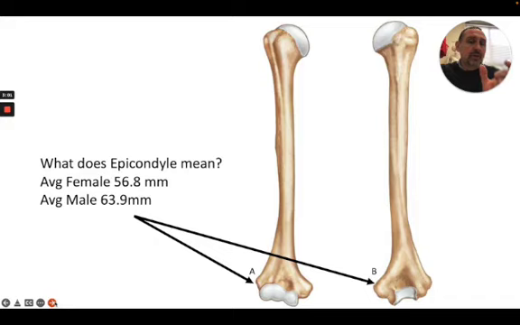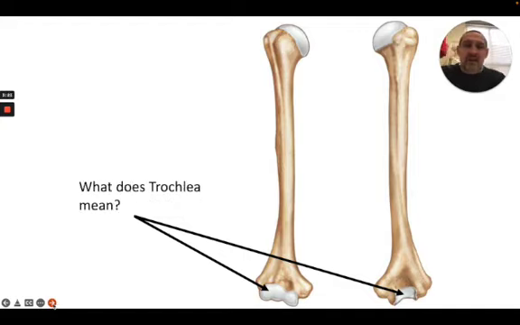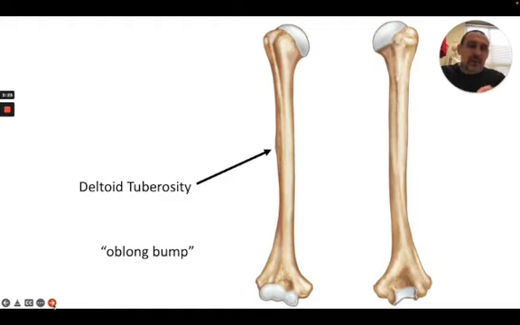We can measure the width of an epicondyle from one side to the other and get a sense of whether that bone belongs to a male or a female. Trochlea means pulley, and this is where the olecranon process is going to roll around, allowing your arm to bend. There's a little hump in the middle of the humerus called the tuberosity, just an oblong bump. That's where the deltoid muscle comes down over your shoulder and attaches to your humerus so that you can raise your arm laterally to the side.